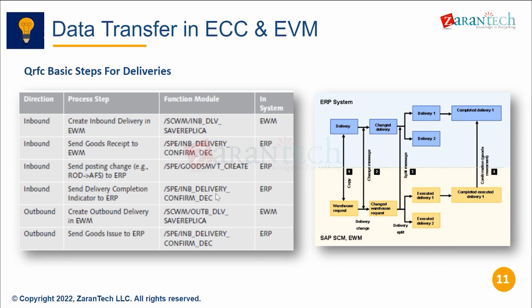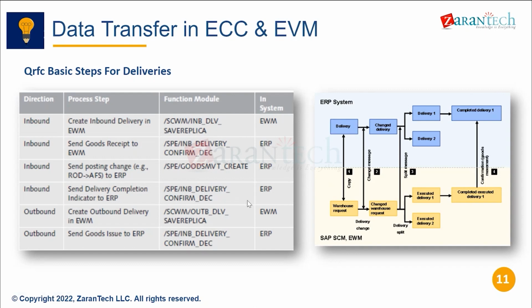So Rohit, I'm just trying to understand this flow. When it says inbound, does it mean from ECC to EWM? No, the first one, create inbound delivery, is from ERP to the EWM. This one is from the EWM to the ERP. This is also from EWM to the ERP, and this is the same one again.